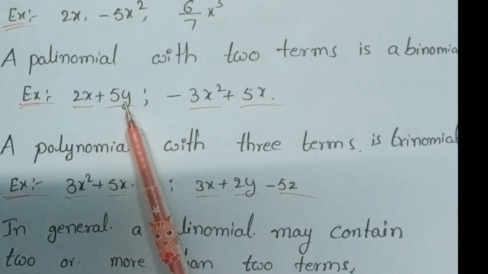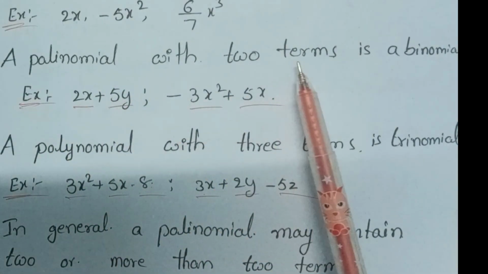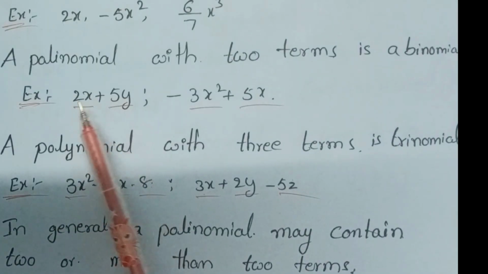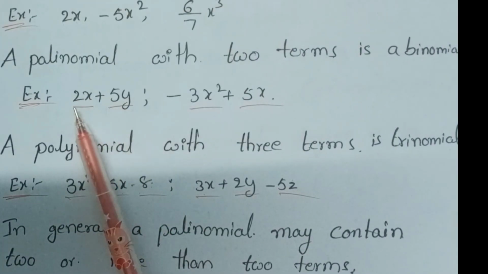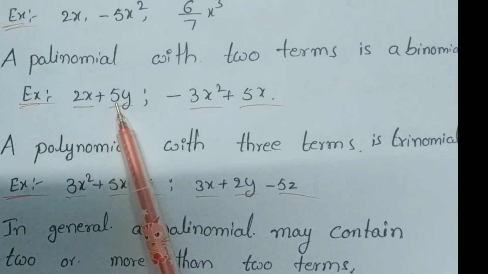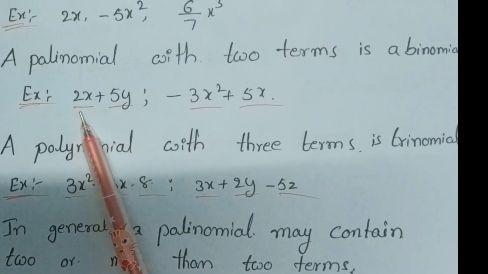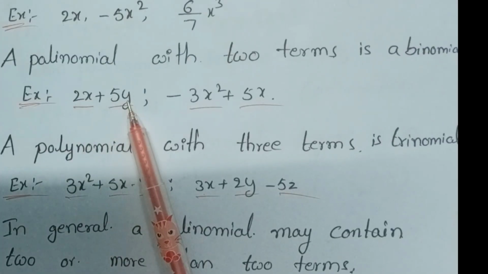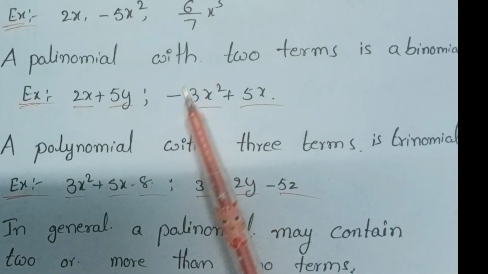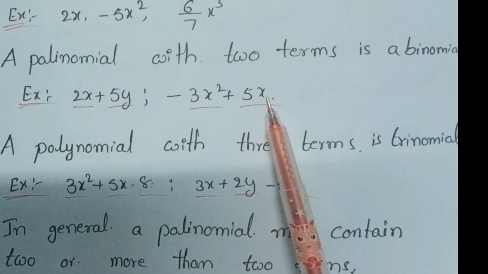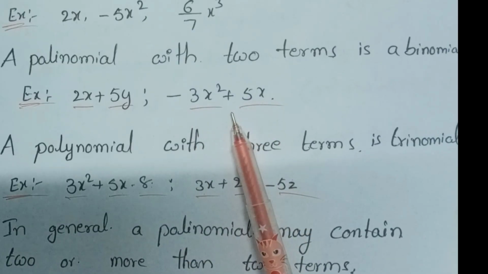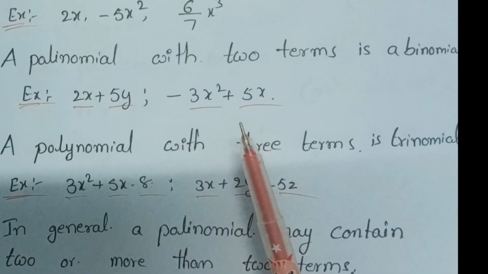A polynomial with two terms is a binomial. In this polynomial there are two terms: this is one term and this is another term. Two terms is called a binomial, and one term is called a monomial. Here also, this is one term and this is another term. Two terms are given, so this is a binomial.